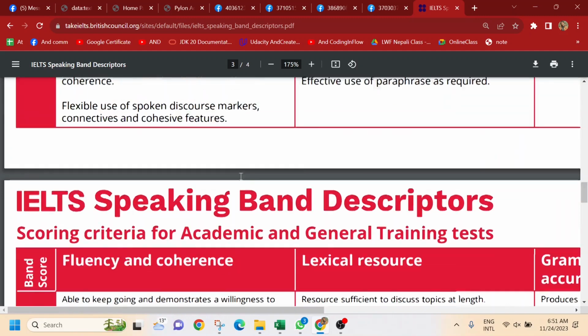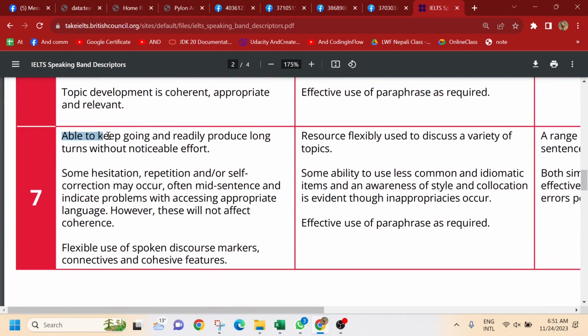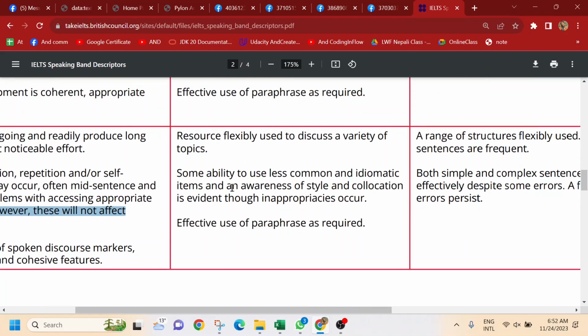Now let's look at band 7. In band 7, is able to keep going and readily produce long chunks without noticeable effort. It means you can speak for long stretches. Some hesitations, repetition, or self-correction may occur, often mid-sentence, and they indicate problems with accessing appropriate language. So this means even some errors would be okay. However, these will not affect the coherence. Even sequencing will not be impacted. So you should also care about sequencing in order to crack band 7. Now, something for the vocabulary.